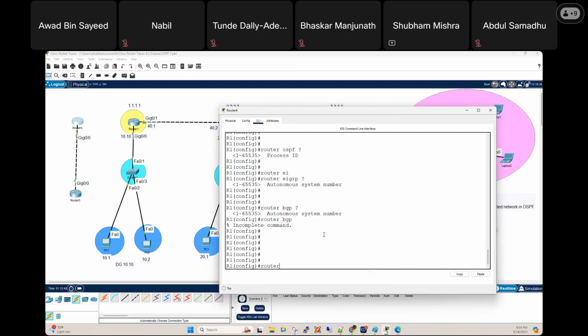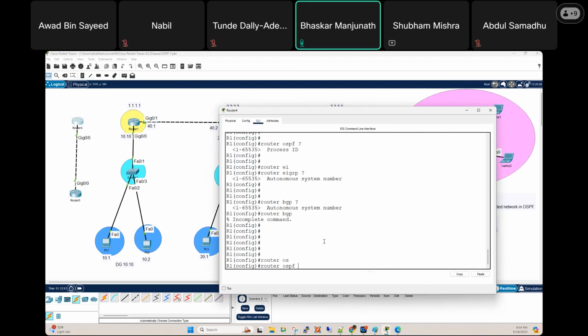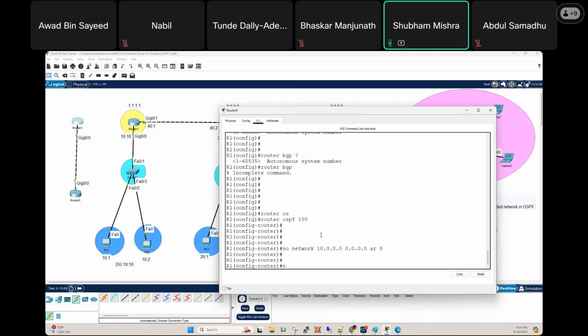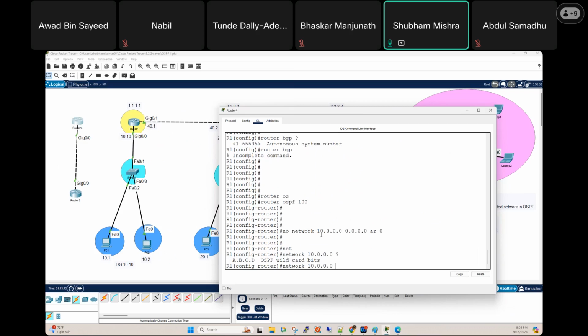Okay. Again, multiple guys are thinking, sir, why is the neighborship not up? Different process ID, no, sir. That's why. OSPF only has a process ID. Router OSPF 100. Here we are using router OSPF 100, right? After that, which command do I write? I am writing network 10.0.0.0. I press the question mark. What is this? Wildcard. We will discuss the wildcard for OSPF.